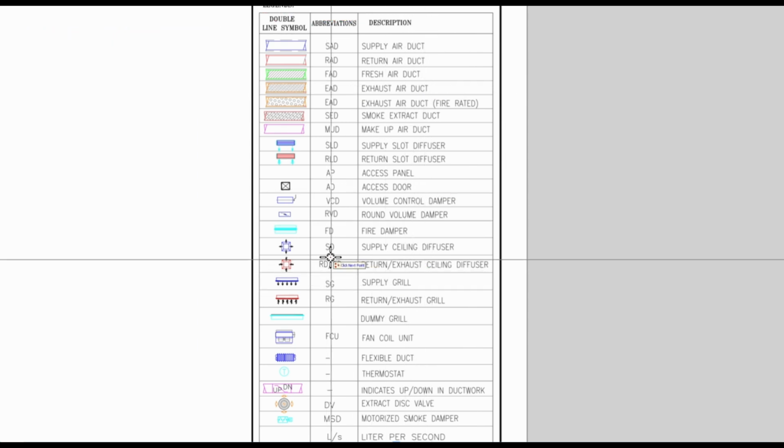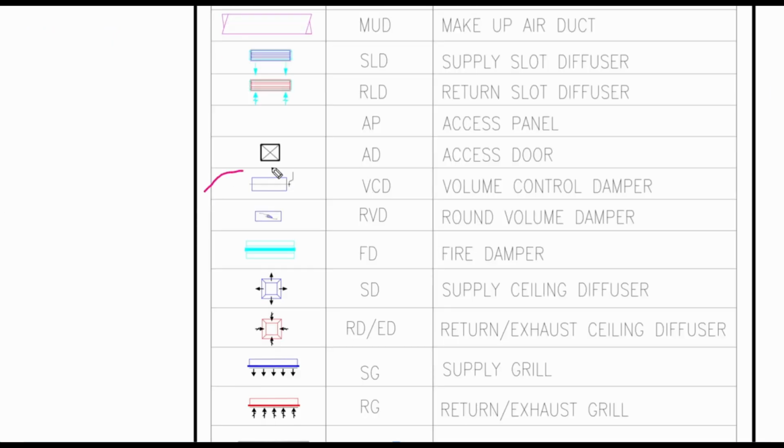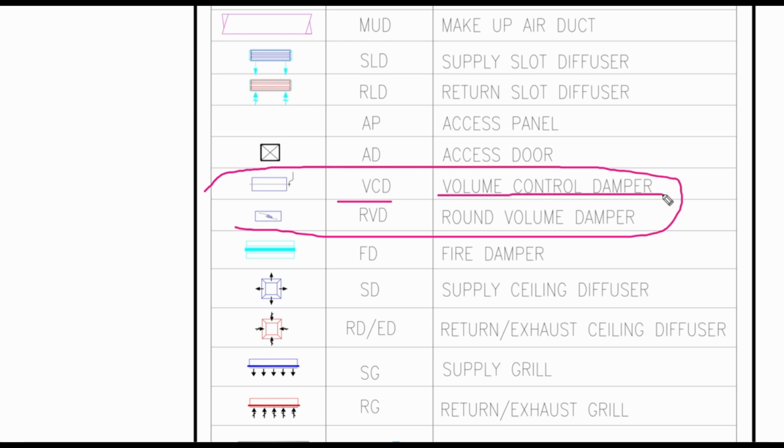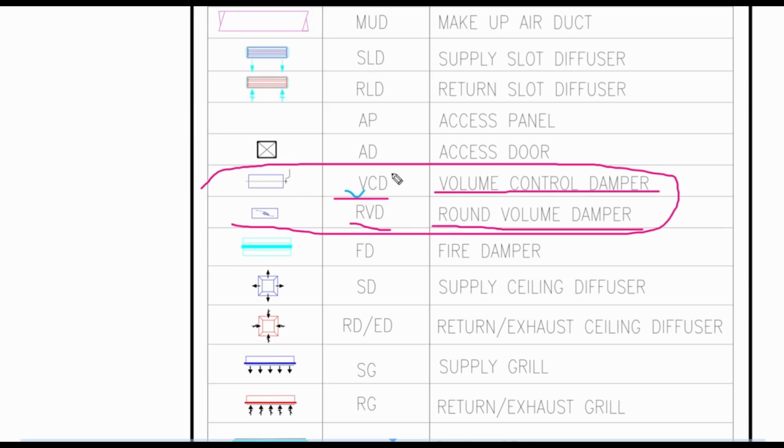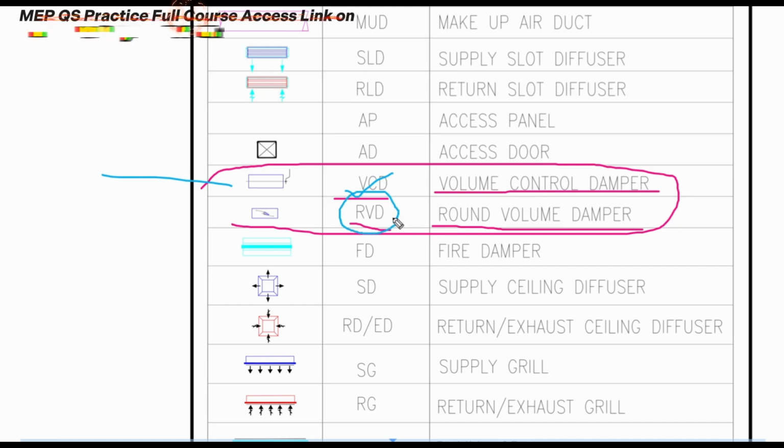Now I am going to focus on these two items: the VCD, volume control damper, and the RVD, round volume damper. We know very well that dampers are used to control the airflow through the ductwork. Especially, the VCD will be fixed in rectangular ductwork, but the RVD is fixed in circular or flexible ductwork. We should understand these two important concepts first.